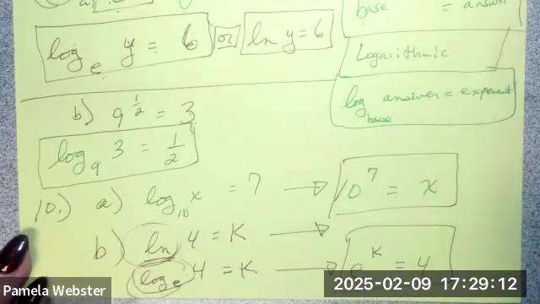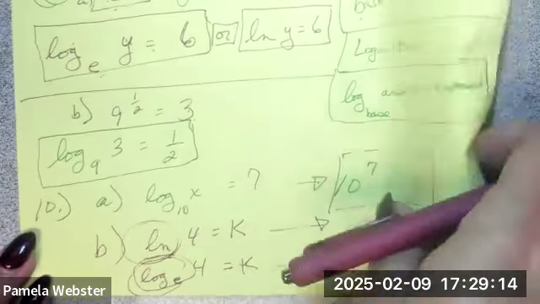Okay. So there's your switching back and forth, exponential to log, log to exponential. We go back and forth and know how we can use that log base answer equals exponent to convert. Okay.